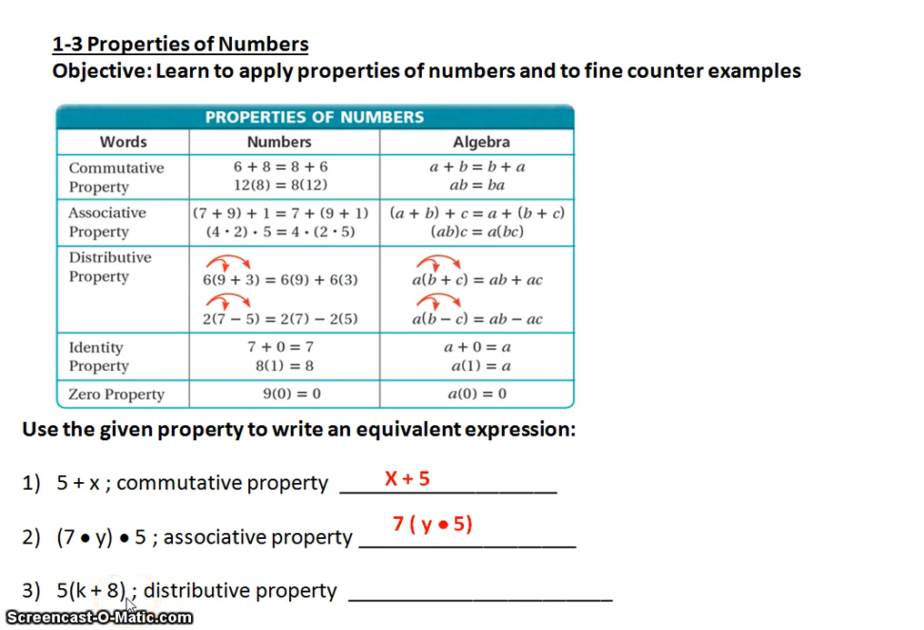In the last example on this page, we want to apply the distributive property to 5 times the sum of k and 8. Let's go back to our example. Let's use this first one, 6 times the sum of 9 and 3. Let's follow our arrows, so we could take 6 times 9 and then 6 times 3. Use the operation, in this case, of addition in between them. So down here, we would take 5 times k and then 5 times 8 and place addition between them.